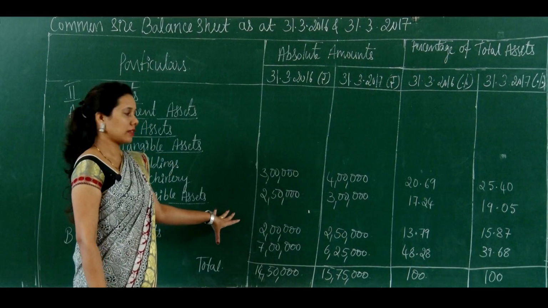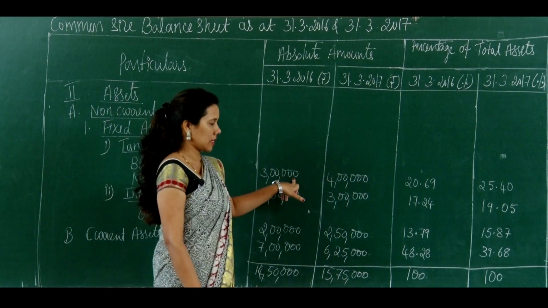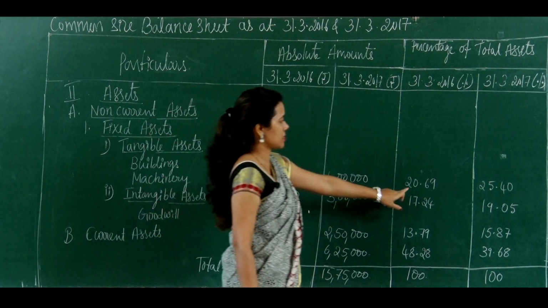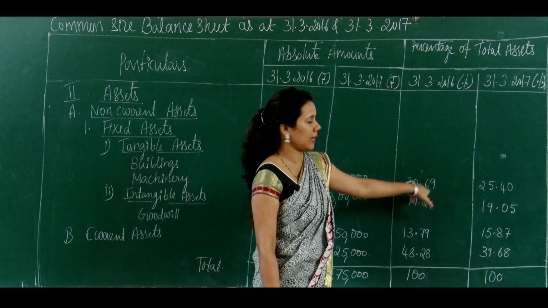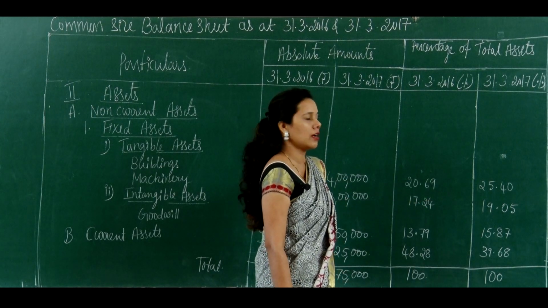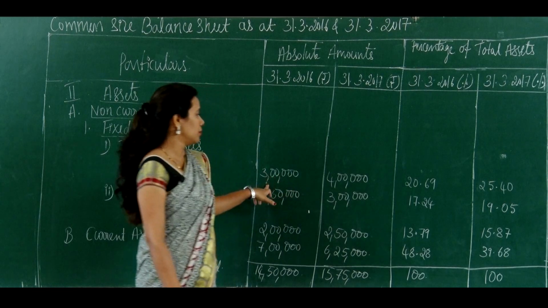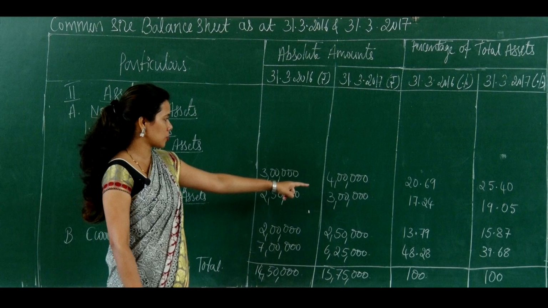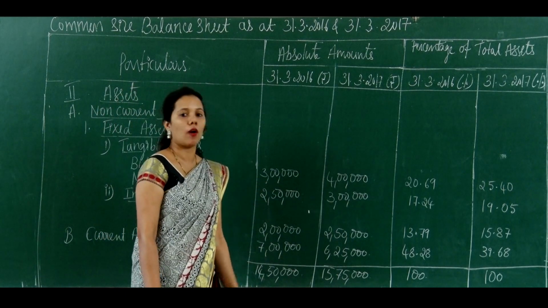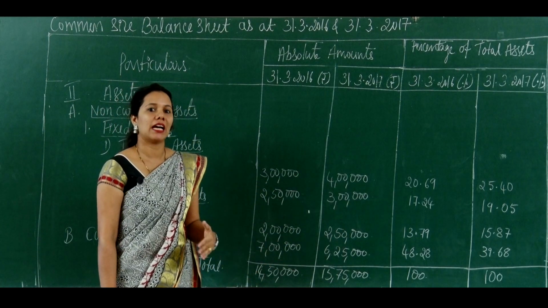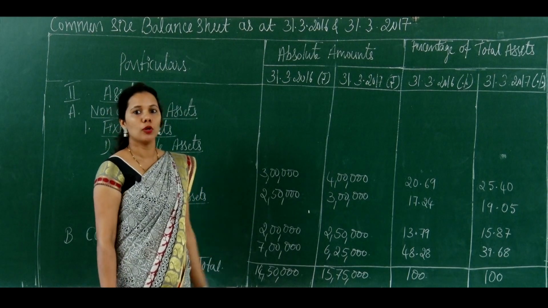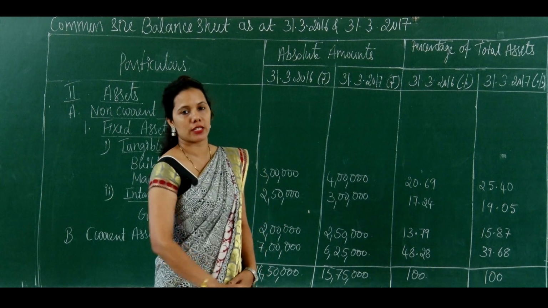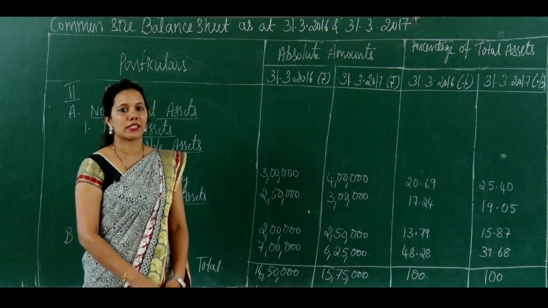So, you can analyze this: building last year 3 lakhs and this year 4 lakhs. Percentage wise it is 20.69 and this year it is 25.40. So, you had a building of 3 lakhs last year, this year you have purchased an additional building. So, the building value is 4 lakhs, or maybe another assumption, building value increased from 3 lakhs to 4 lakhs. So, I hope you understood how to analyze a financial statement by using the common size technique.